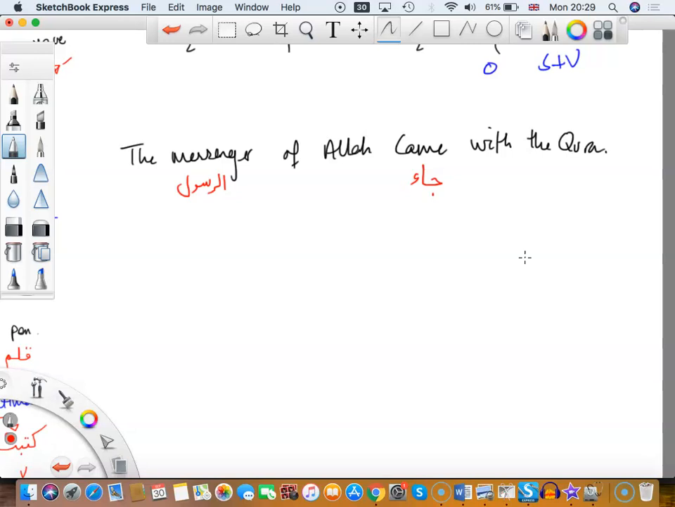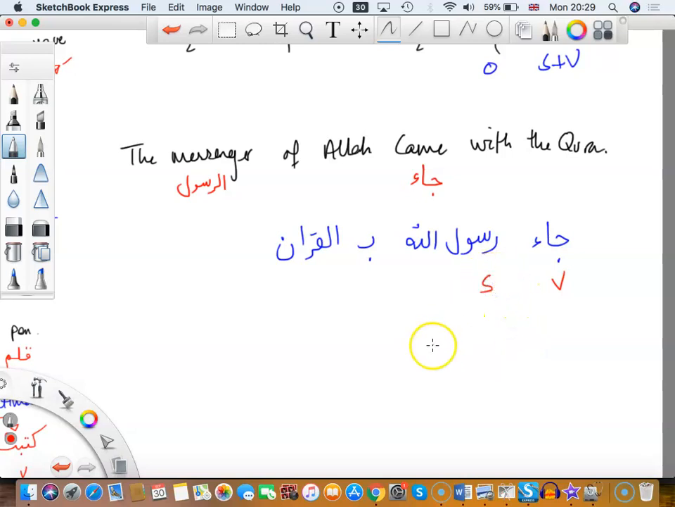Okay, let's have a go. What did you guys get? Yeah, so what you should have got was Ja'a Rasulullahi bil Qur'an. Remember the of rule and the go. Ja'a is the verb. What's the subject? Who came?